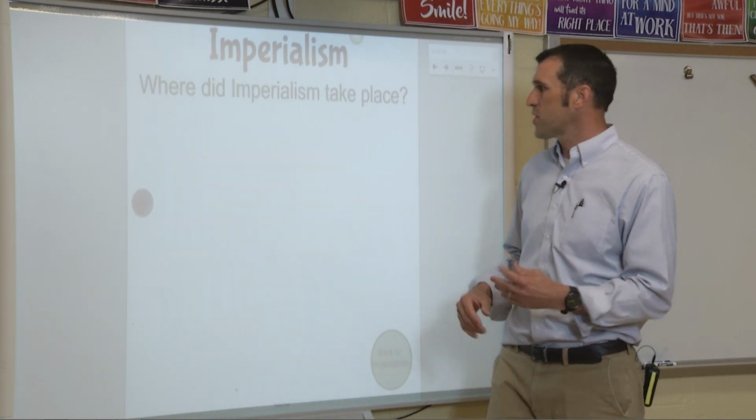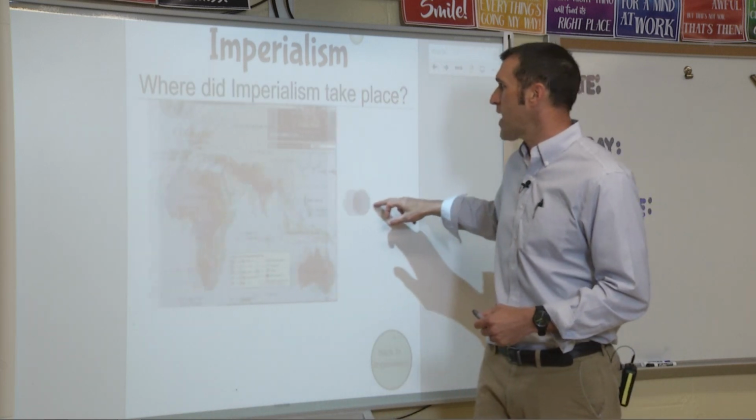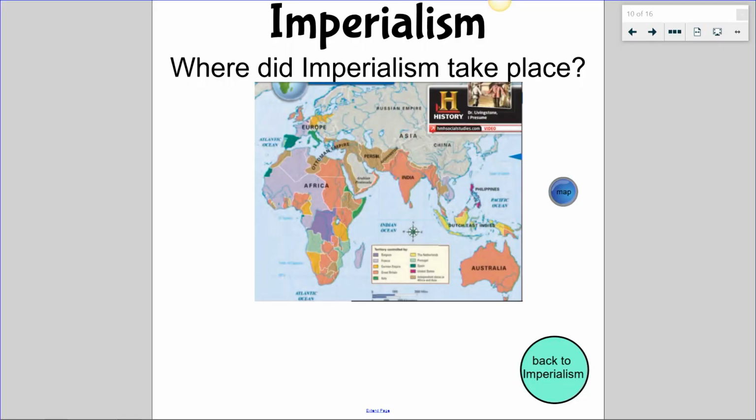So where did imperialism take place? So I'm going to pull up a map here. I'm not sure if you can see it. They may be able to pull it up where you can see just the map.